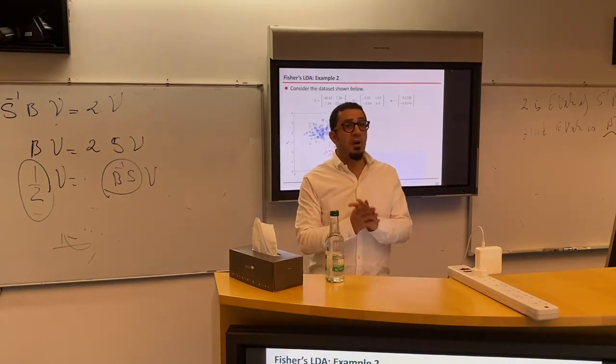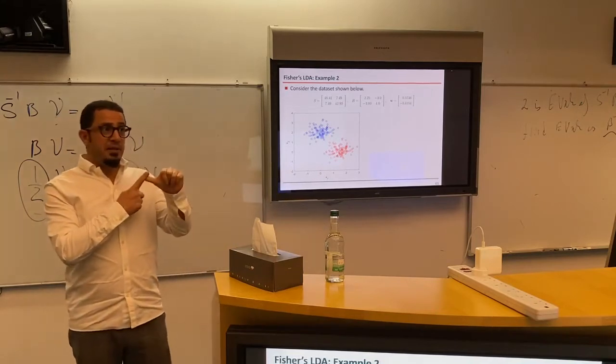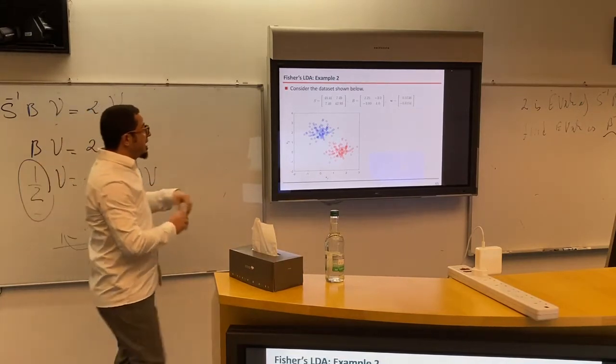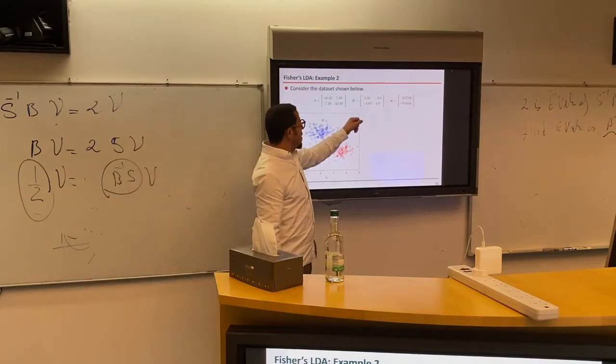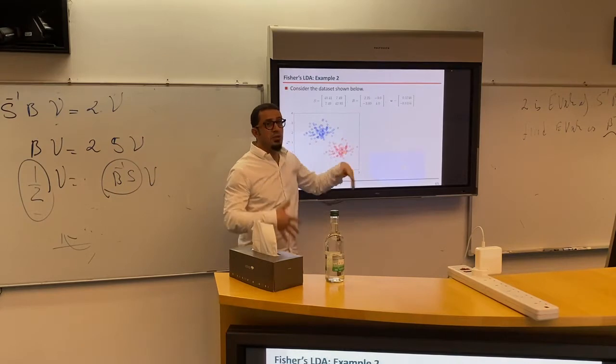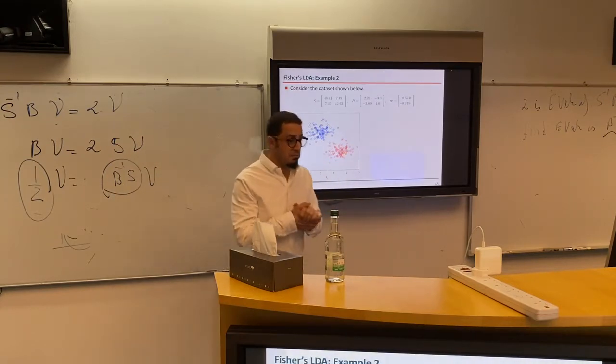Okay, so now, if you summarize, you have to calculate B, you have to calculate S. So we have S and B. You need to calculate S minus 1, and you multiply it by B to find the eigenvector and eigenvalue. And that's it. Done.